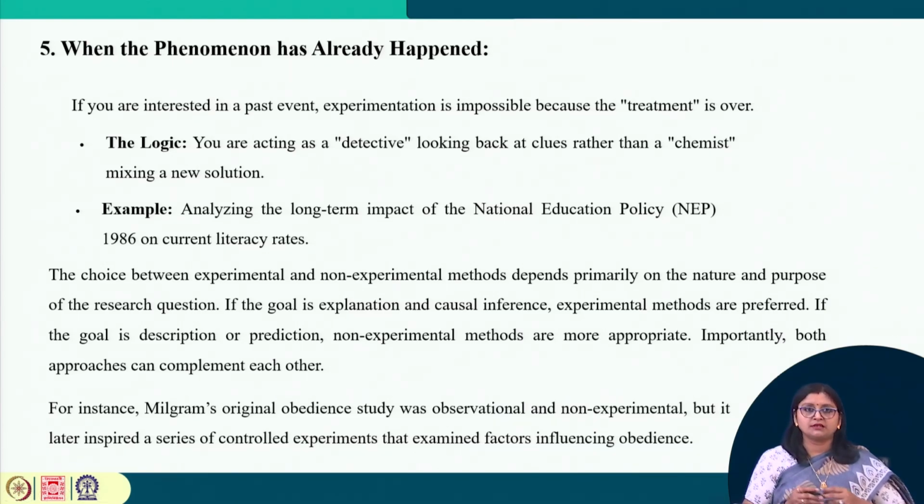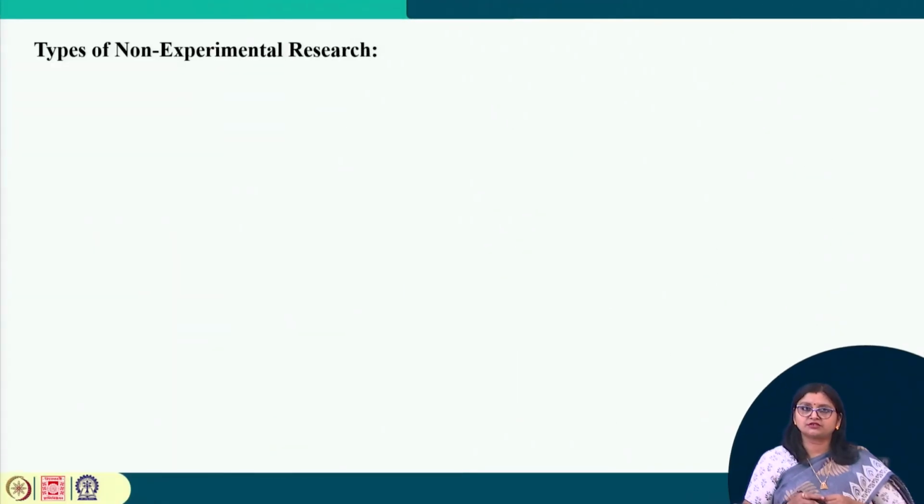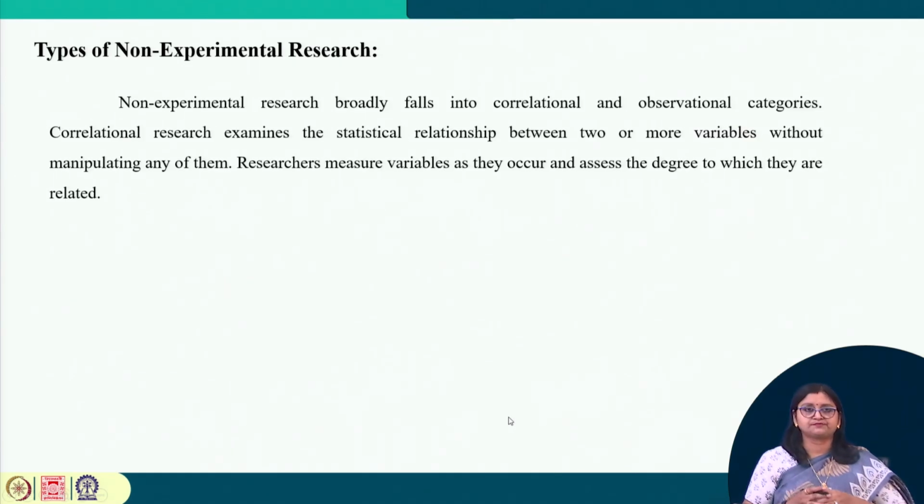For example, Milgram's original obedience study was observational and non-experimental, but it later inspired a series of controlled experiments that examined factors influencing obedience. So, this is very famous research, a mixing of earlier non-experimental and then following experimental research. It depends on what kind of research we are conducting, and many times non-experimental research gives a light, a direction for further experimental research.